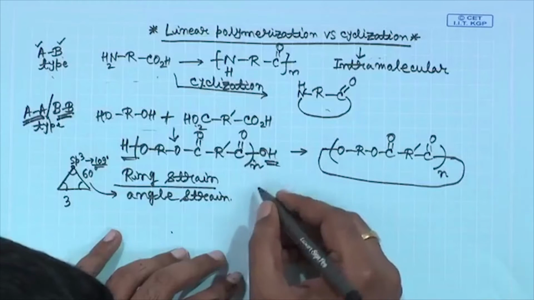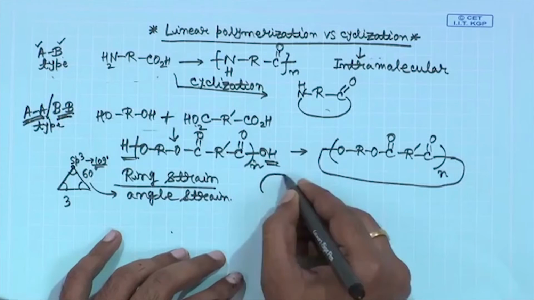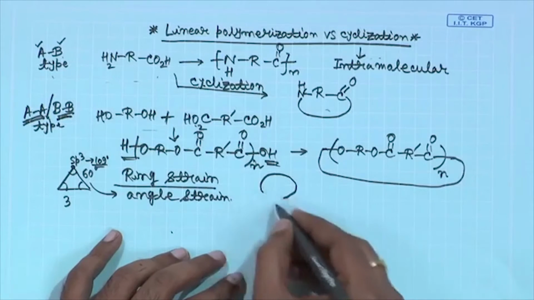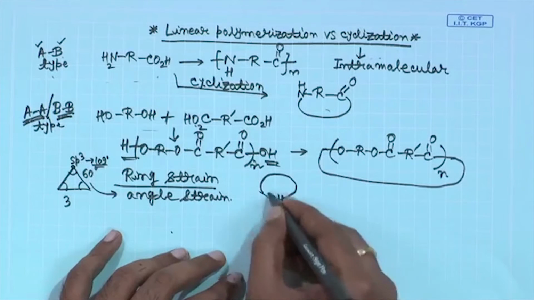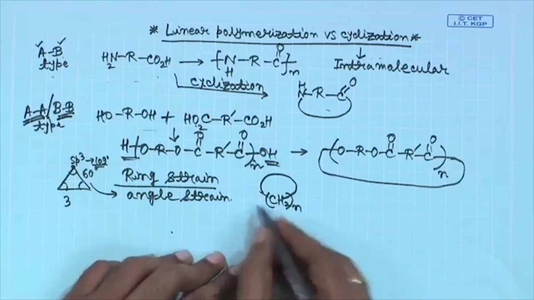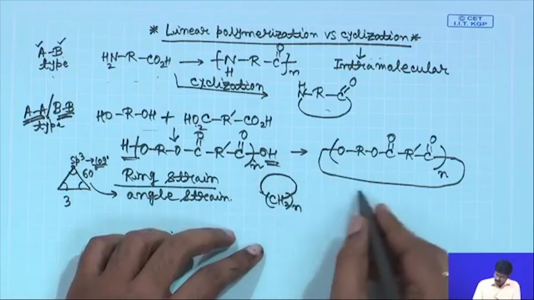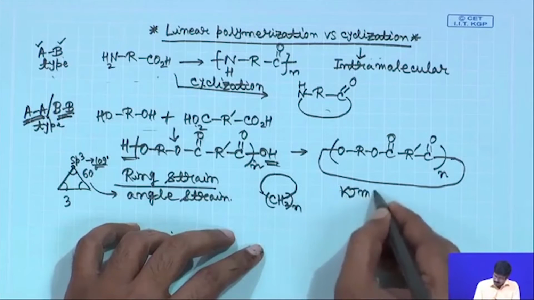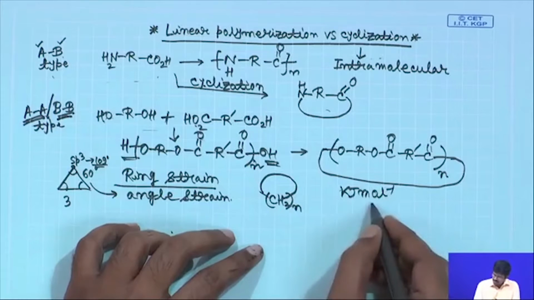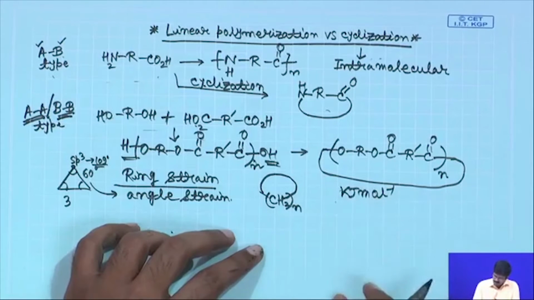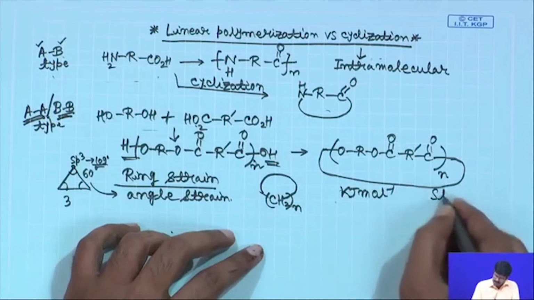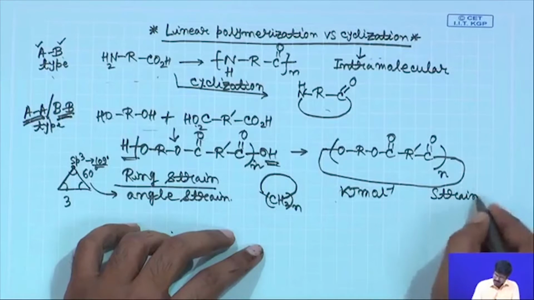So, what do we mean by that? So, let us say you have a ring like this, CH2 with n units. So, if you have a ring and in kilojoules per mole per CH2, you will show here the heats of combustion and corresponding strain also you calculate in kilojoules per mole.